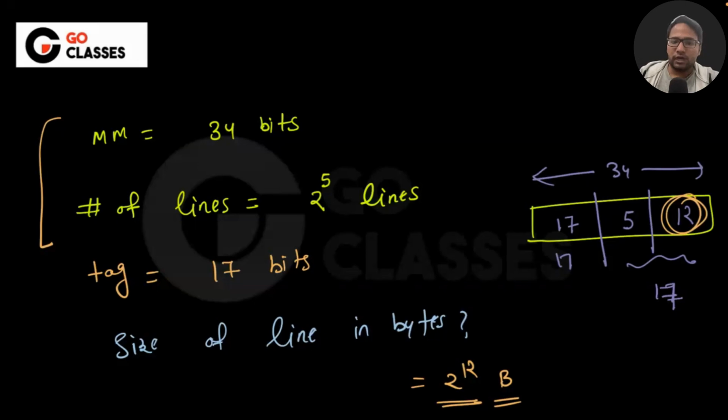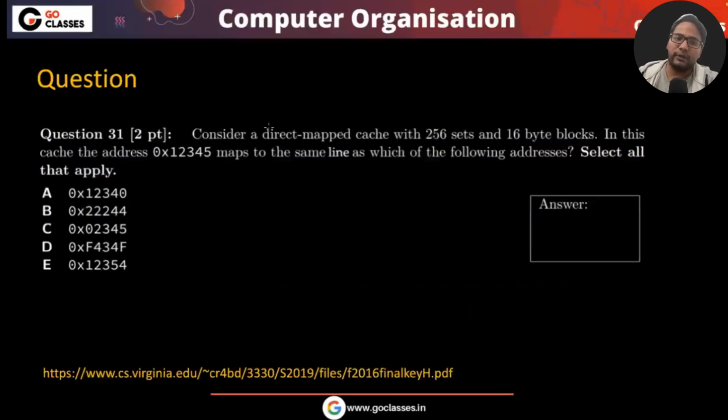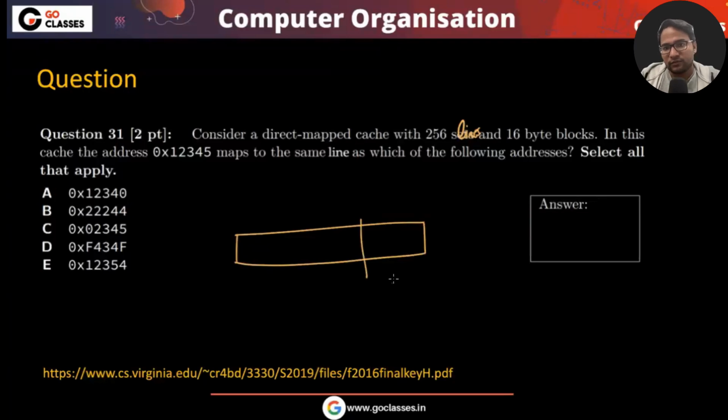Okay. So I hope you understood what this tag means. I just want to convey what this tag means. Let's solve this question. This question is saying consider a direct mapped cache with 256 lines and 16 bytes block. So the block size is given to you and the number of lines is also given to you. So this is 4. 256 means 2 power 8, right? The number of lines is 2 power 8.